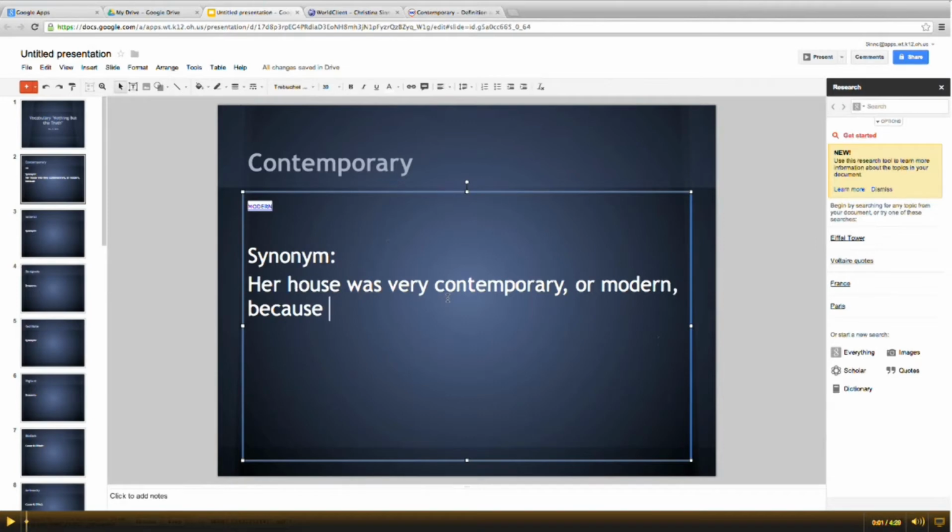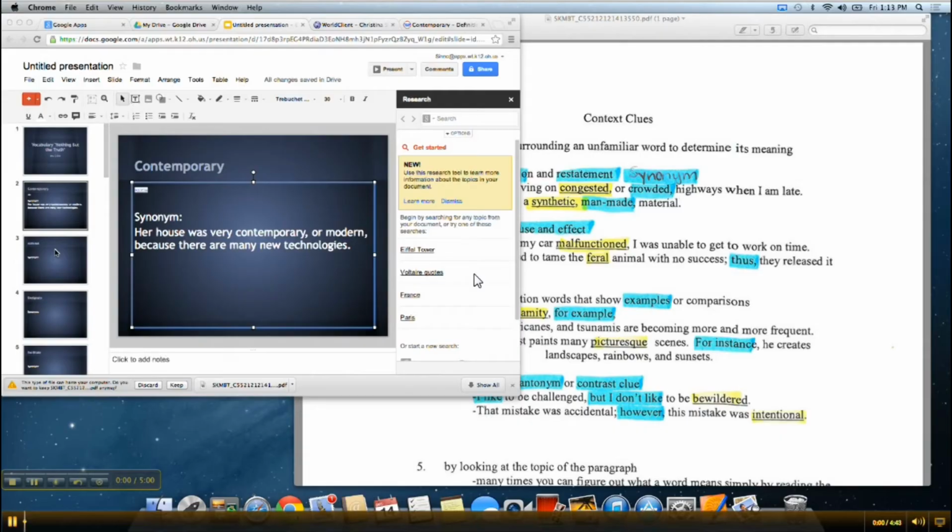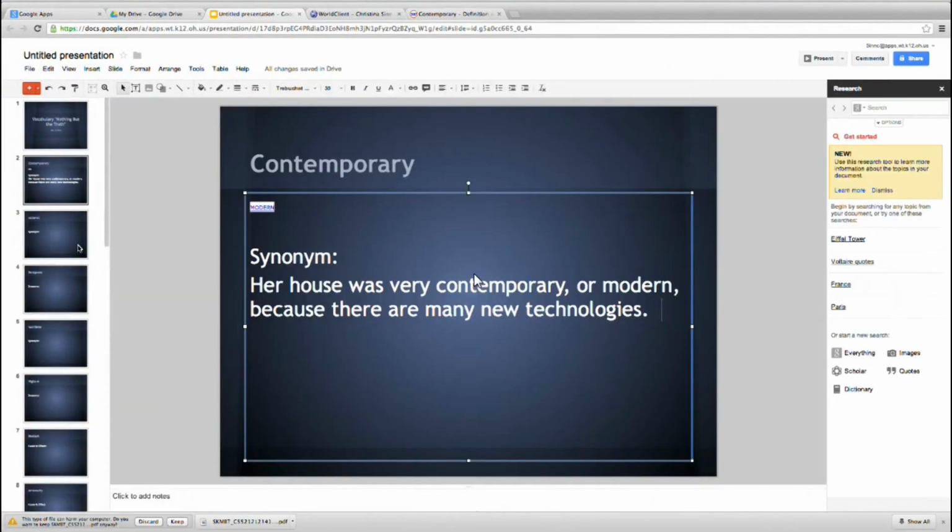If you go into a really contemporary house, something that's really modern, really up to date, what would they have? New iPhone. New stuff, I don't know. Okay. iPad, flat screen, TV, computer. Because there are many new technologies. Oops, I didn't spell that right either. You use smart words. All right, let's move on to the second word here.